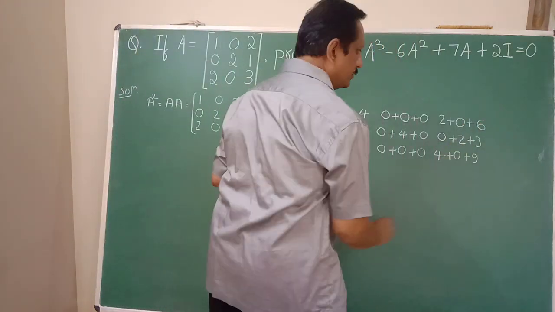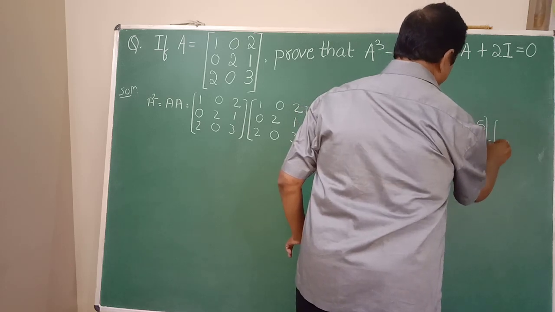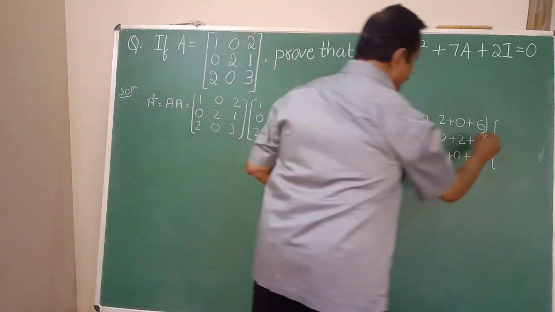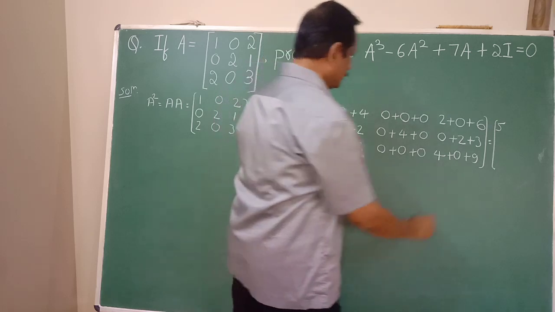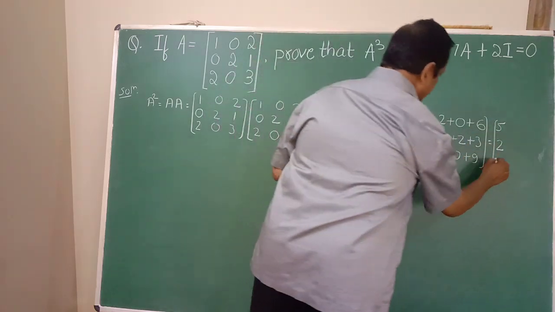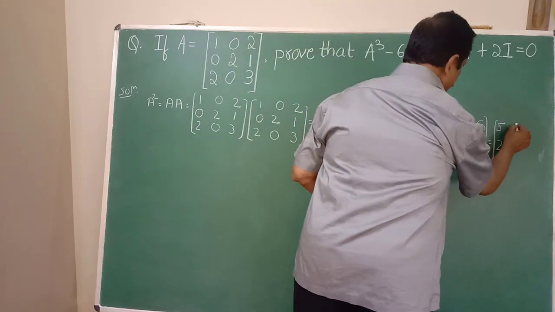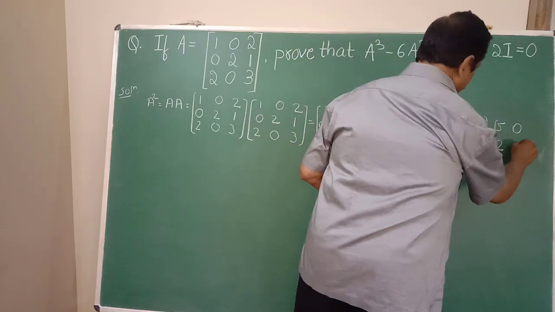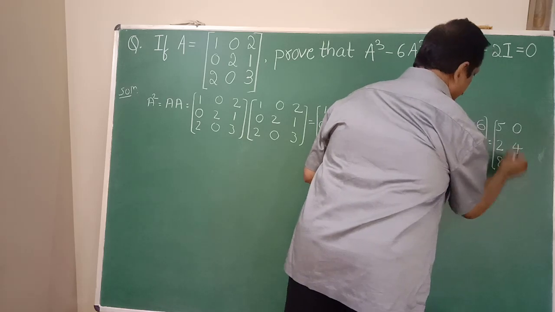Okay. Now you simplify here. Hence this is equal to the matrix. Here 4 plus 1 is a 5. So write here 5. 0 plus 0 plus 2 is a 2 here. This is a 2. 2 plus 6 is a 8 here. This is a 8. Then here 0. So write here 0. Then next 4 here. So write here 4. Next it is 0 here. So it is a 0 here.